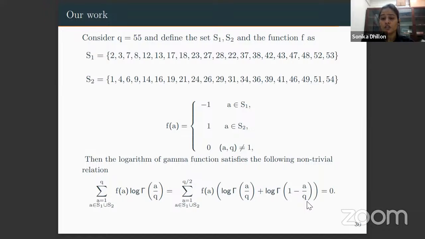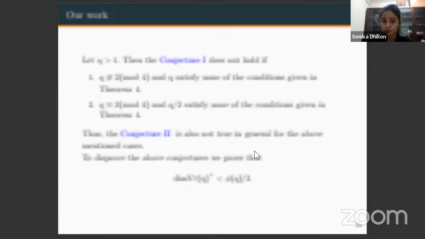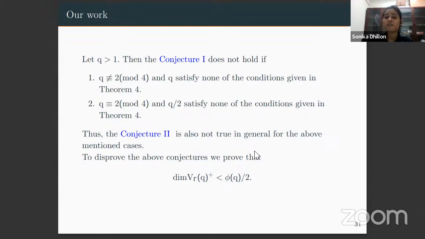we see that this satisfies a non-trivial relation over the field of rationals, and hence this conjecture is not true for the case of rationals, because our f(a)s are coming from rational numbers. And since it is not true over the field of rationals, that means it won't be true even for the case of algebraic numbers also. In fact, we have found an infinite set of examples for which this conjecture is not true.